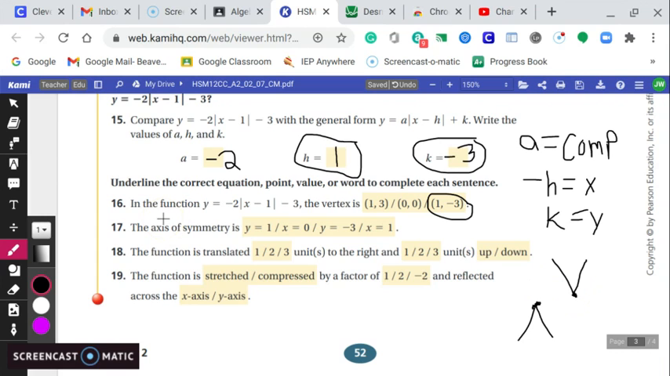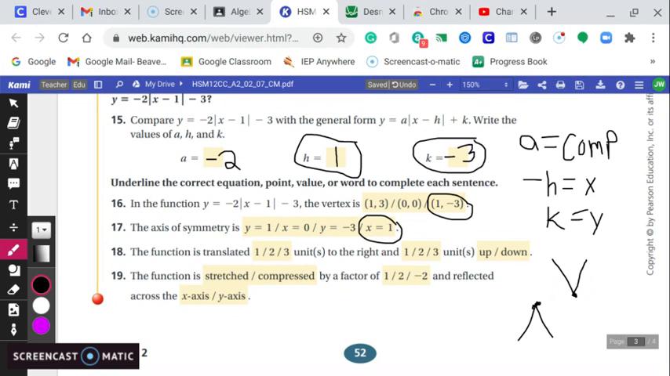The axis of symmetry. What is the axis of symmetry? The axis of symmetry should be x equals 1. And why is that? Well, here we go. H is 1. 1 here, 1 there, and the axis is 1 here. So that is going to be 1.